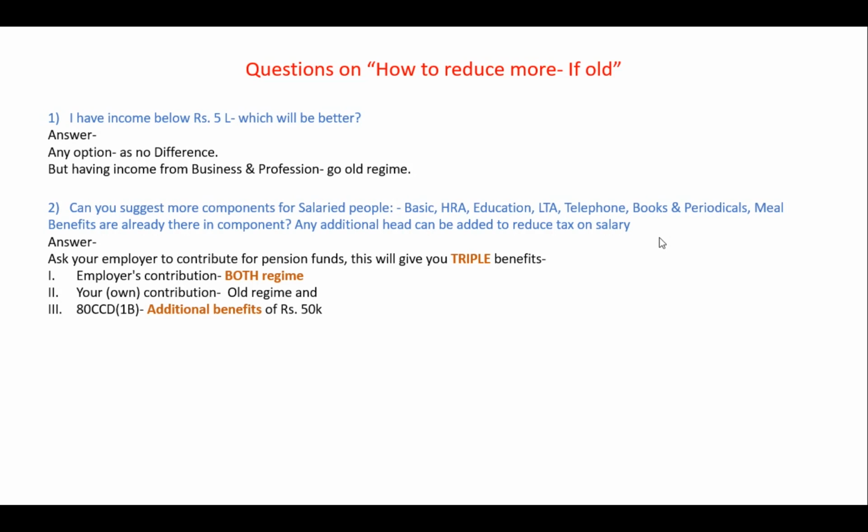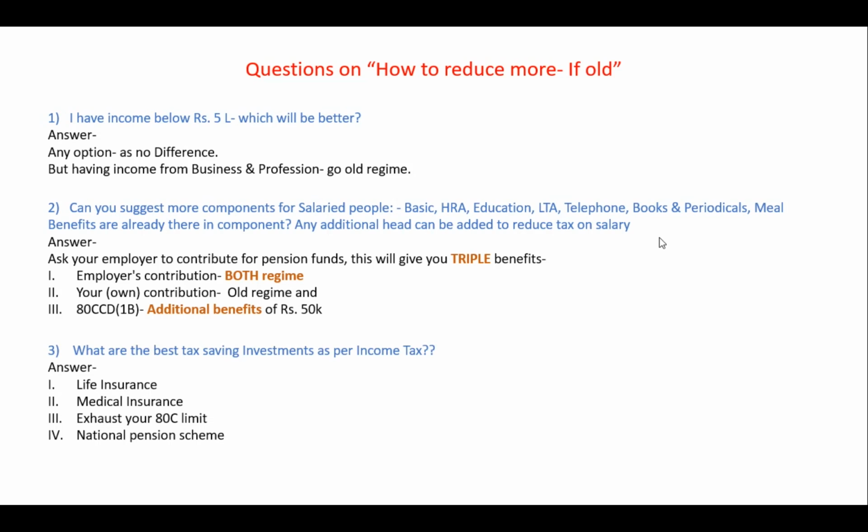First, the employer contribution is eligible to claim as a deduction in both regimes. Second, your own contribution is eligible in the old regime, and you also get an additional benefit of rupees 50,000, which is over and above 1.5 lakhs.